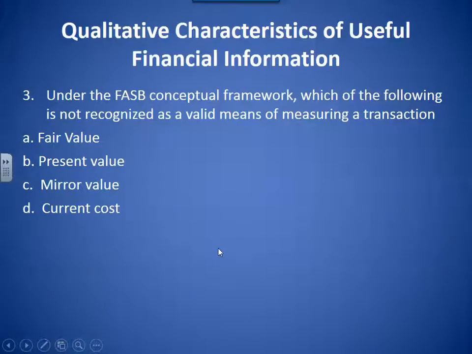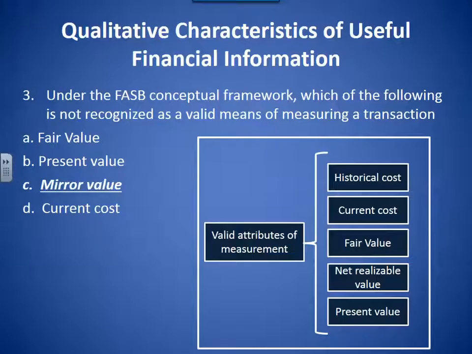Under the FASB conceptual framework, which of the following is not recognized as a valid means of measuring a transaction? Stop your video. Okay, the answer to number 3 is under the FASB conceptual framework, which of the following is not recognized as a valid means of measuring a transaction, and the answer in this case is C.